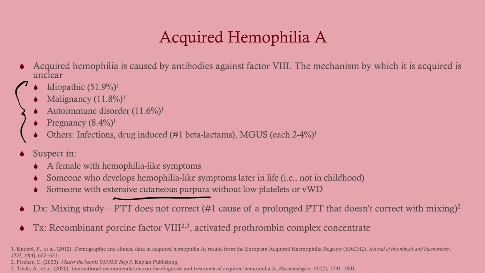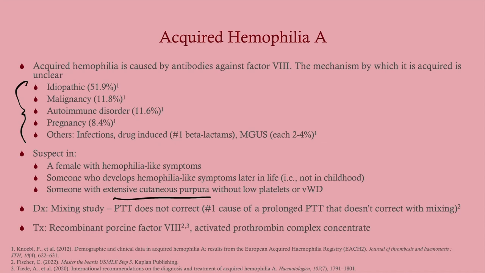Okay, now why is this important when I talked about mixing studies earlier? Remember here, you have antibodies against factor 8. So if you add factor to the patient's blood, those antibodies are going to attack that factor too. So you're not going to do anything, right? The problem with congenital hemophilia is that you lack the factor. So adding factor will fix the problem. But because you have all this antibody in your blood, if you add factor, that antibody is going to attack the factor that you added. So it's not going to help. So the PTT does not correct.